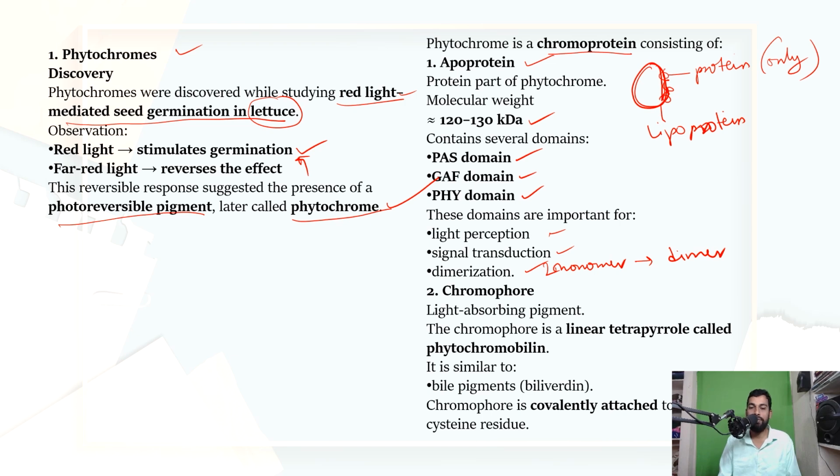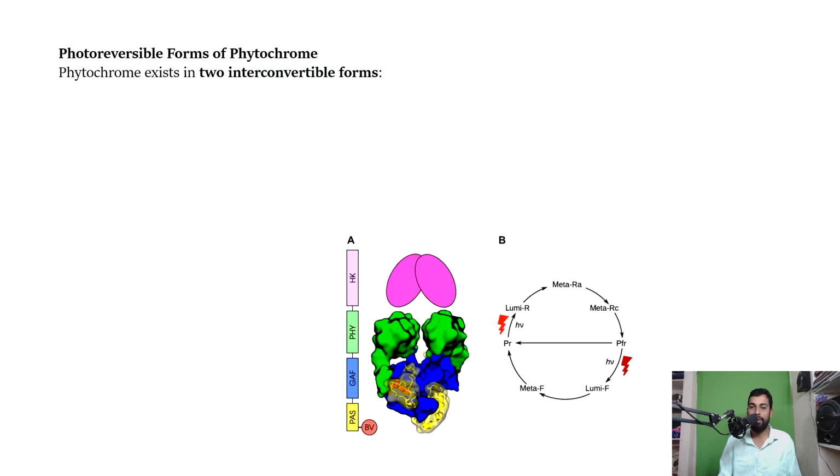It also consists of a chromophore. Chromo means color, a light absorbing pigment. The chromophore is a linear tetrapyrrole called phytochromobilin. So it is in linear form. It is similar to bile pigments in animals. It is like biliverdin. The chromophore is covalently attached to the apoprotein through a cysteine residue. So please remember it.